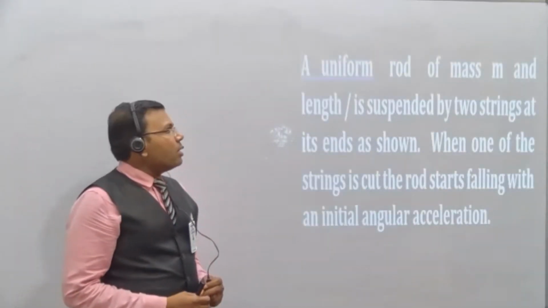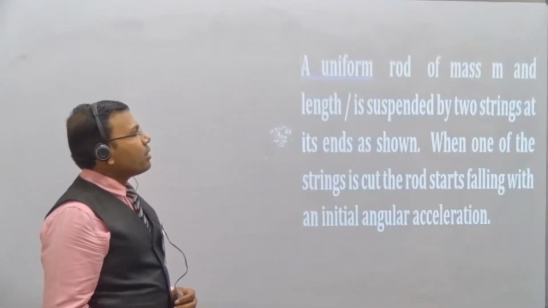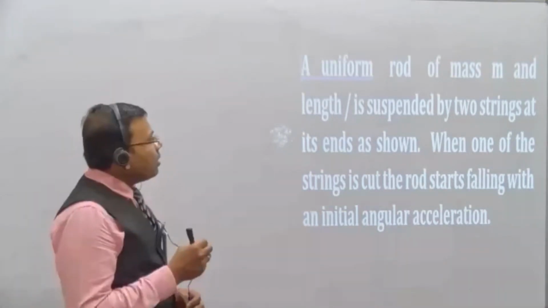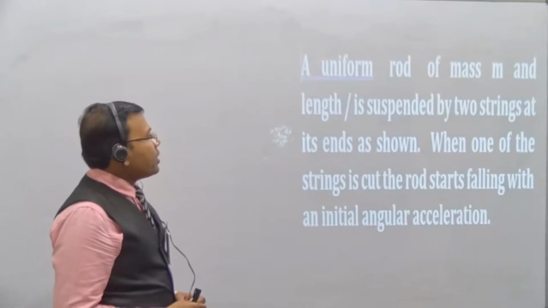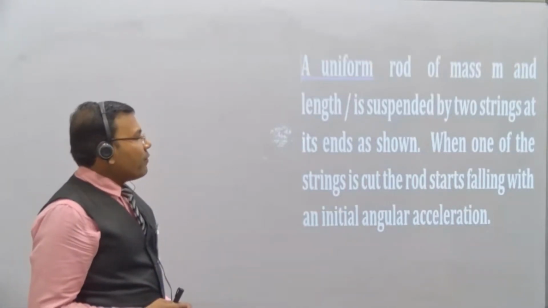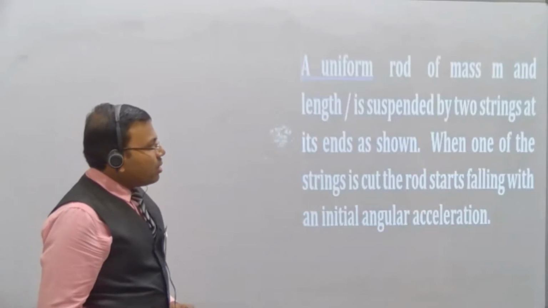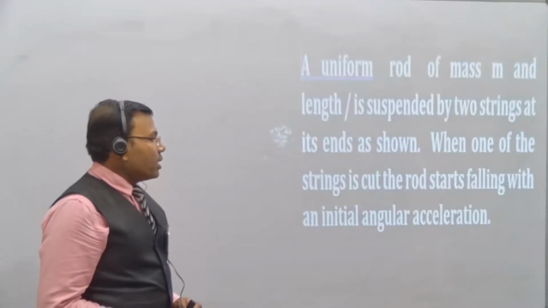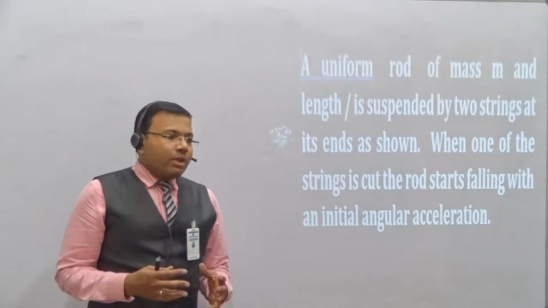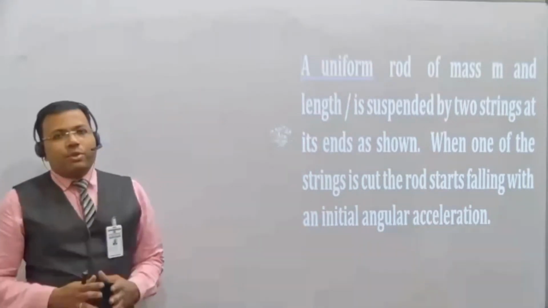Students, let us see the next question on the same concept. Here a uniform rod is there of mass m and length L. It is suspended by two strings at its ends as shown. When one of the strings is cut, the rod starts falling with an initial angular acceleration. So let us see.